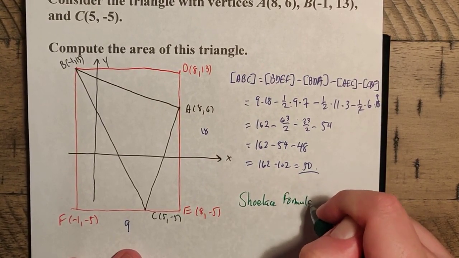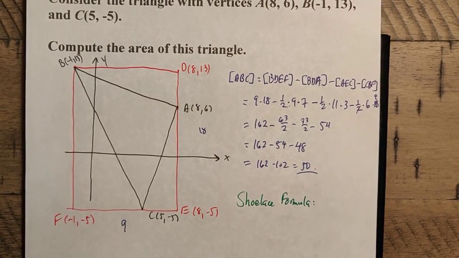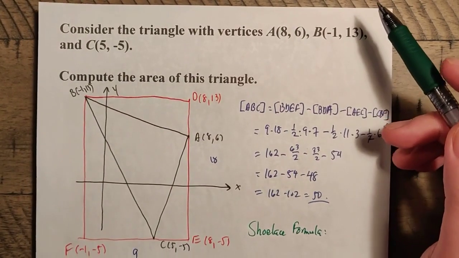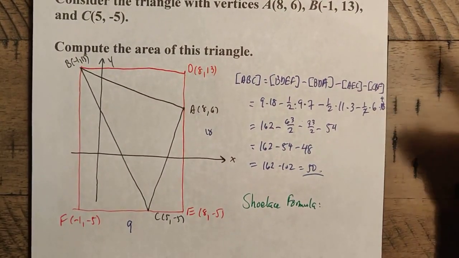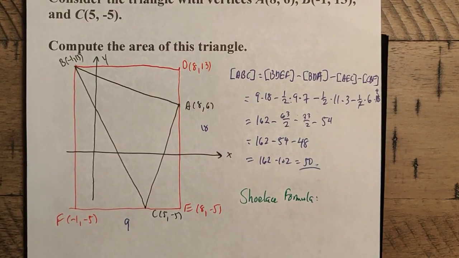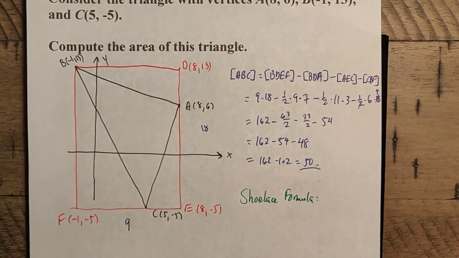Formula, method, whatever you want to call it here. So the way the Shoelace formula works is like this. What we're going to do is list the coordinates of this object here. Now, I'm doing this with a triangle, but you can do this with any object that you choose, any polygon that you'd like, as long as you know all the coordinates.